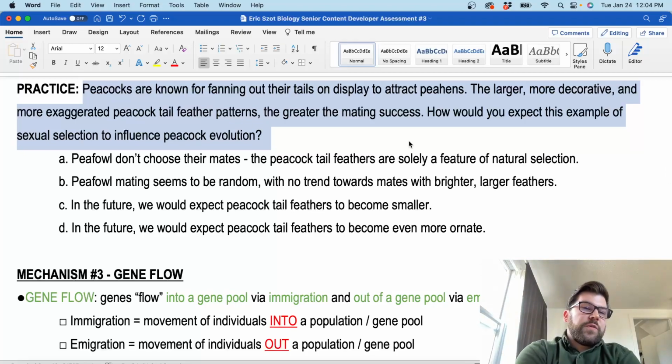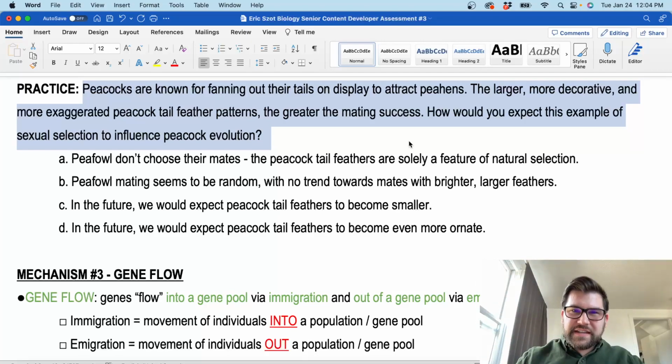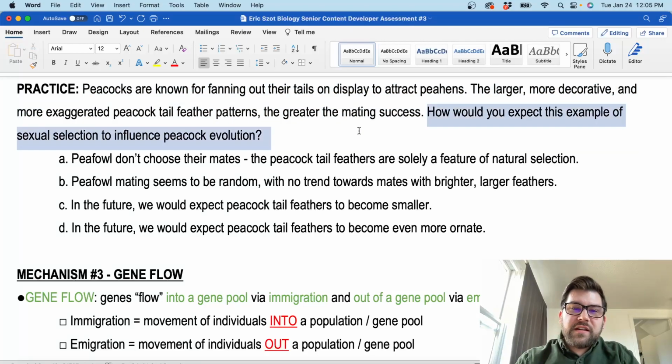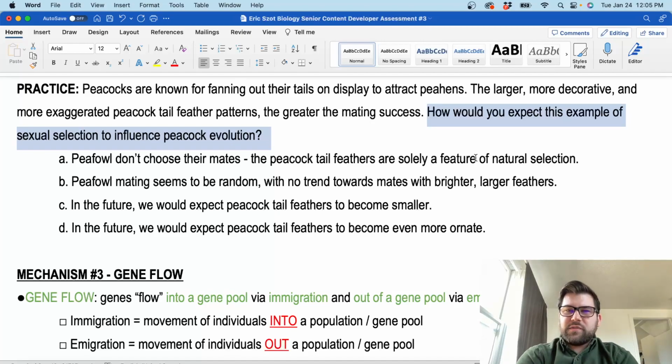Peacocks. We used those as an example in our second lesson video. So here they are again. Peacocks, those big tails, right? They put them on display to attract the peahens. So big, colorful, decorative, very exaggerated. The bigger the tails, essentially, in the males, the more they get to mate, right? The peahens will choose them. They get to mate. So what's our question? This is sexual selection. This is non-random mating. And how is that influencing peacock evolution? So before looking at the answer options, what do we expect?